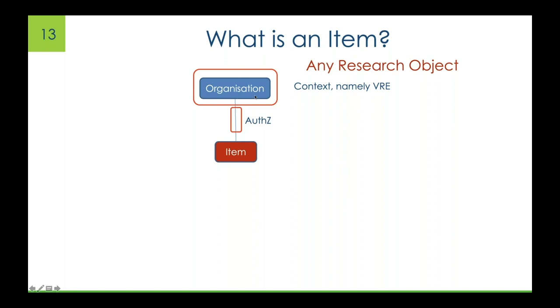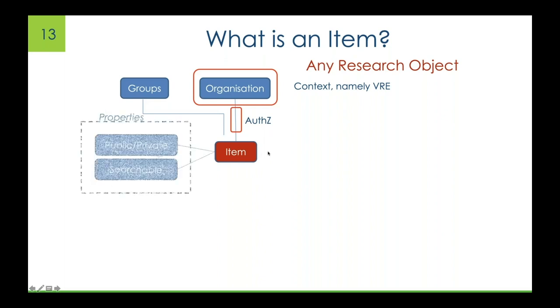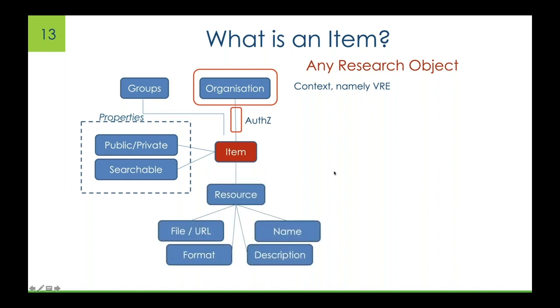What is an item? You have seen this starting this webinar, through Valerio's presentation and also in Massimiliano's presentation. So now let me define a bit more formally what an item is. An item is any research object that is published by an organization. The organization created the context, namely the digital research environment where this operation is performed, and it identifies the authorization. The item can be in one or more groups. It can be public or private, and we can specify if it is searchable or not. To any item, a number of resources can be associated.